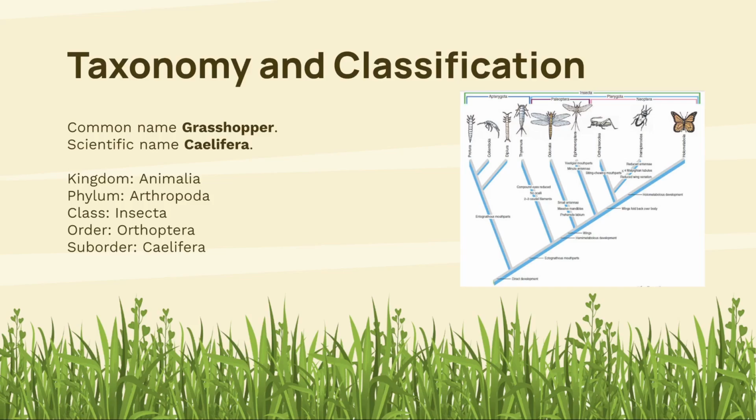And if you look in the diagram, you can see on the cladogram where they actually stand and what makes them different, which is their unique mouth, which are just mandibles, and how their wings fold back over their body.